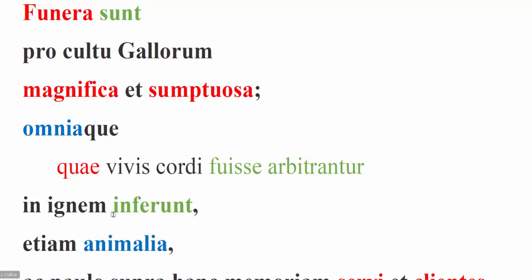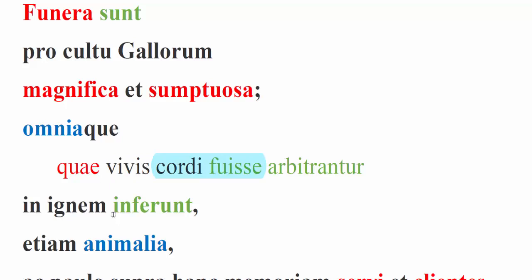They bring, we can go down here and see inferunt, they bring everything which they think. Now, this phrase right here, this phrase, vivis cordi fuisse, means something to the effect of was dear to them while they were living. The way this breaks down is these words, vivis and cordi, are both datives.